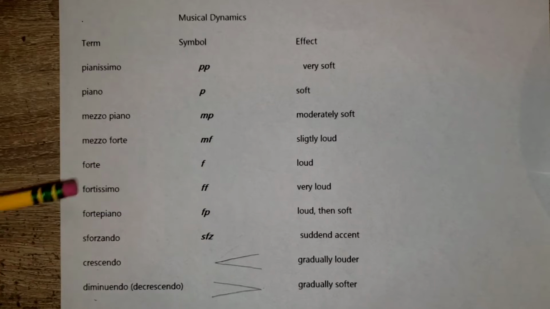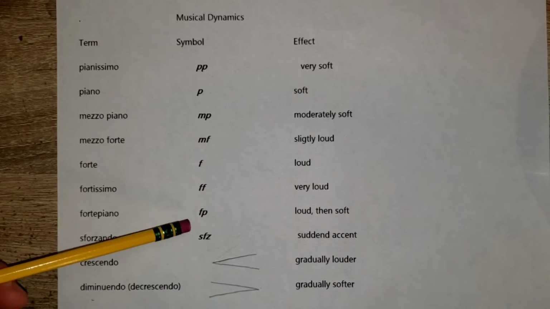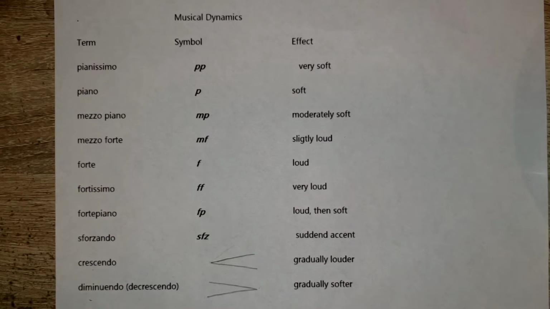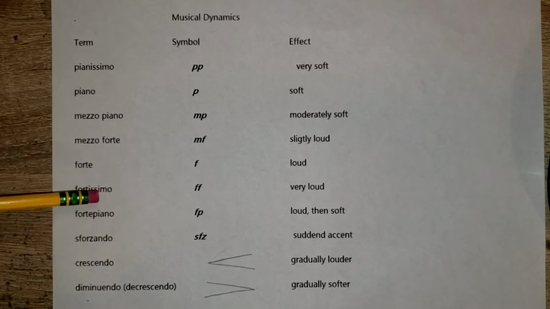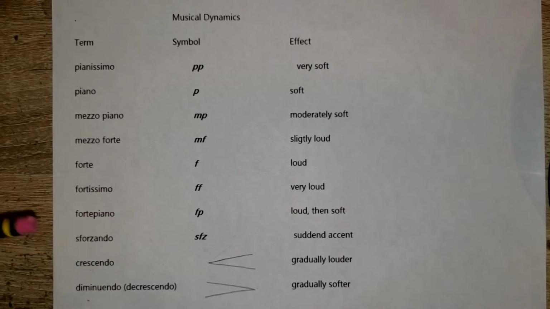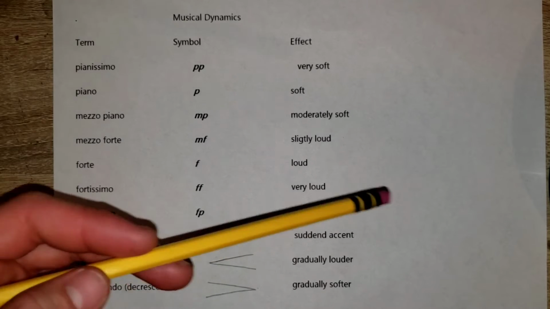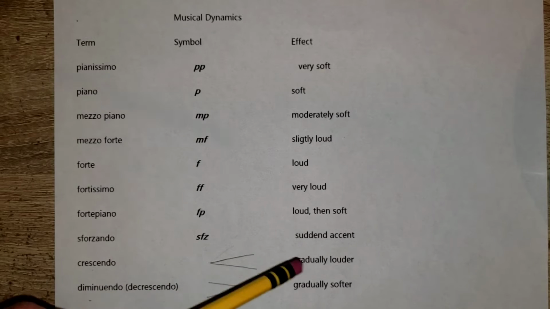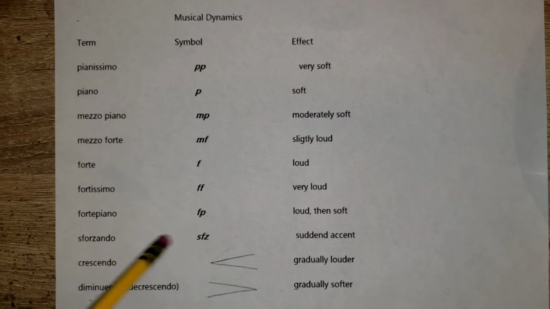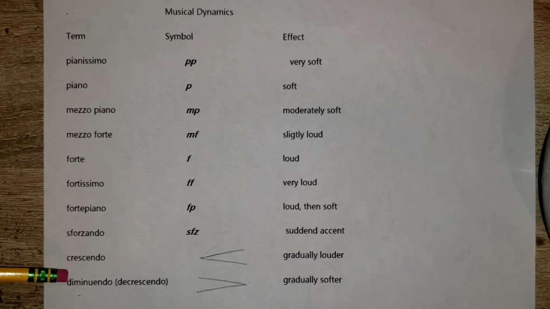Fortissimo, we're very loud. Okay, we want to mix forte and piano in a single line of music. We have forte piano. Forte piano means you're going to start off loud and then you're going to go soft. Sforzando means a sudden accent. I'm going to go over that one more in depth in a second.